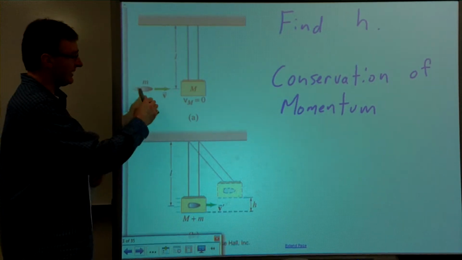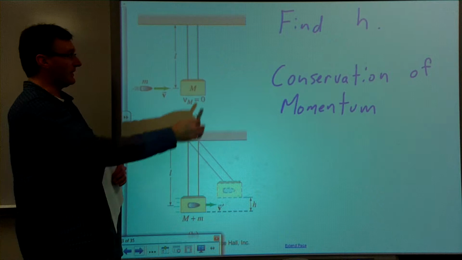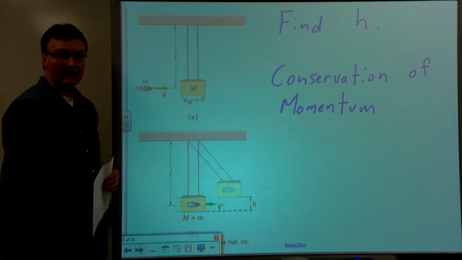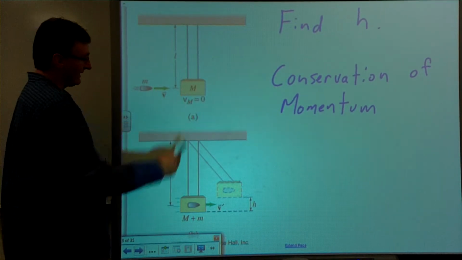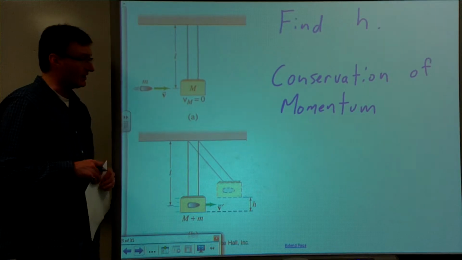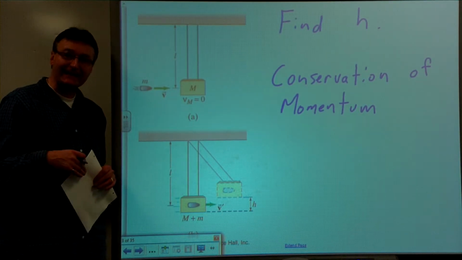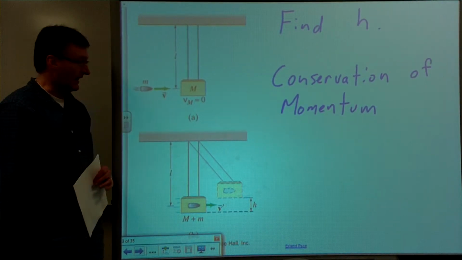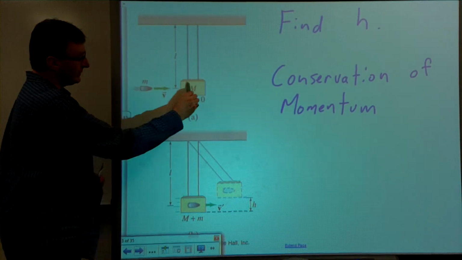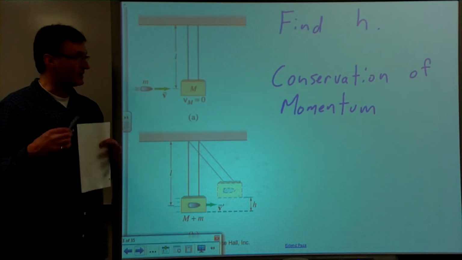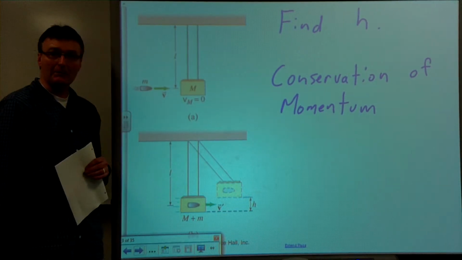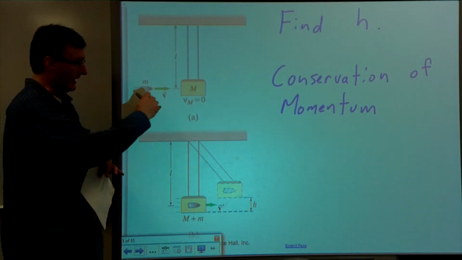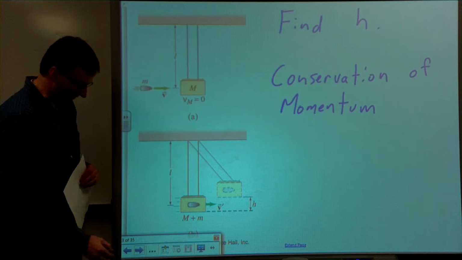The first phase is where the bullet collides with the ballast, in this case just a hanging mass, and it embeds itself right within the ballast. This is known as a perfectly inelastic collision, because the two objects stick together after collision. Whenever you come across a collision, think conservation of momentum. We'll talk about why you don't think energy initially with the collision in just a minute.